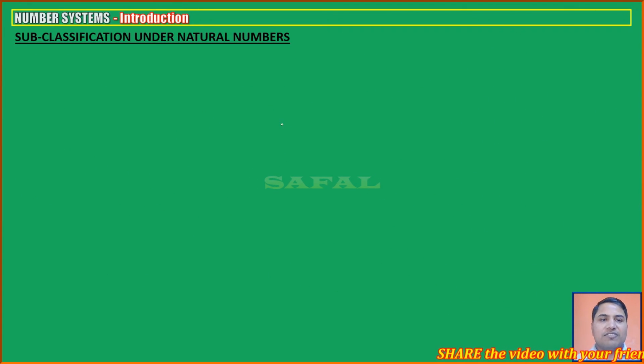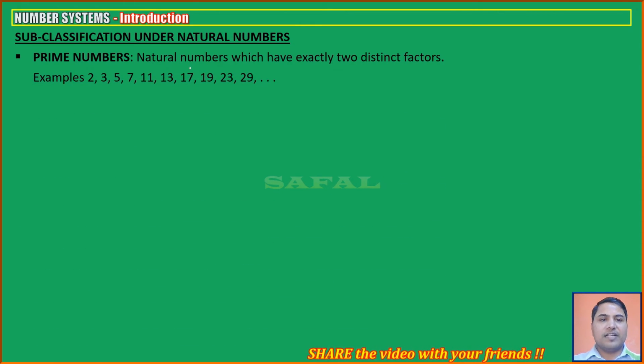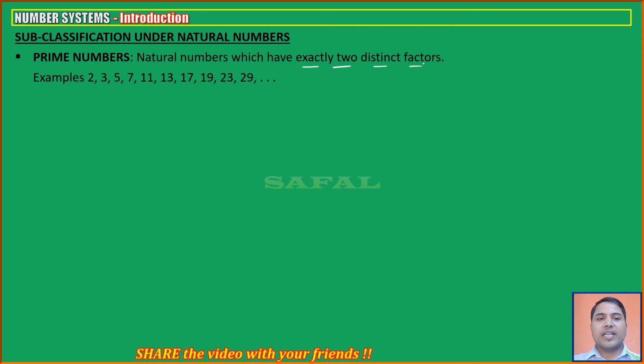Now after this we have some further sub-classification under natural numbers which we need to know. The first classification we have is prime numbers. Now what are prime numbers? Those natural numbers which have exactly two distinct factors, very important. And what are those distinct factors? 1 and the number itself. So the numbers I have listed here, 2, 3, 5, 7, 11, 13 and so on, these are prime numbers.